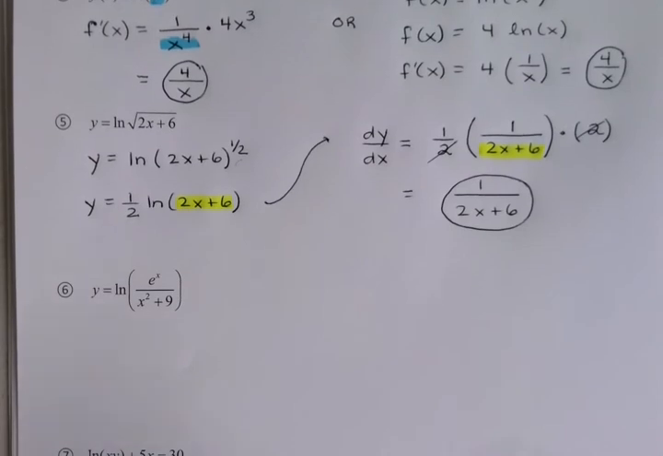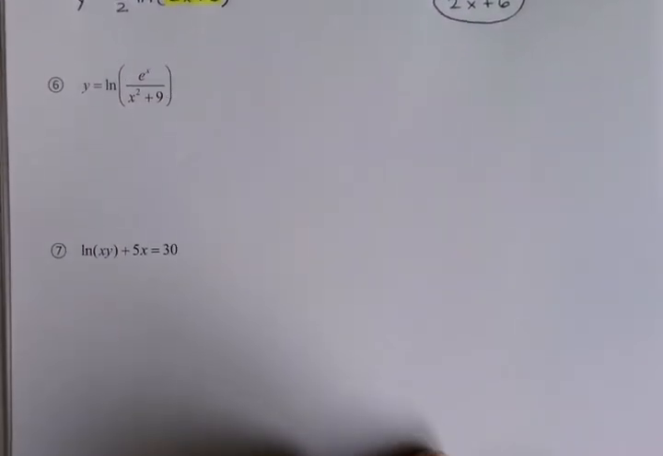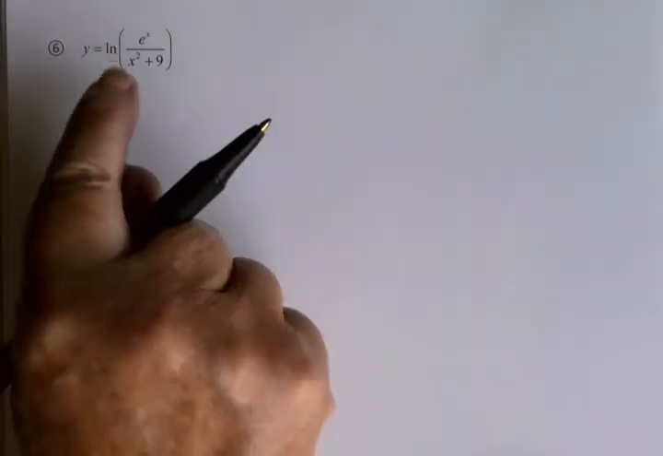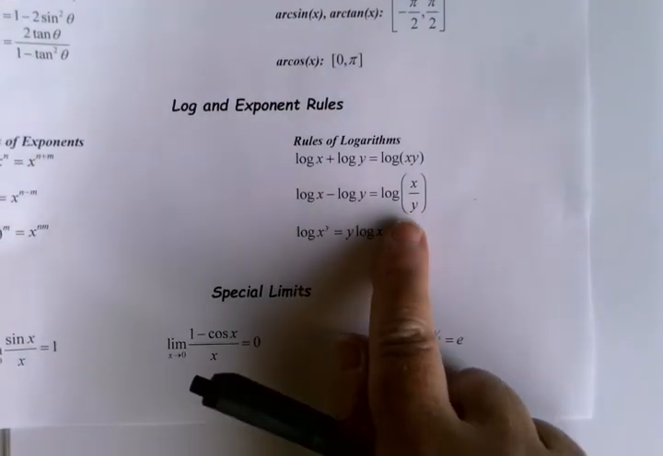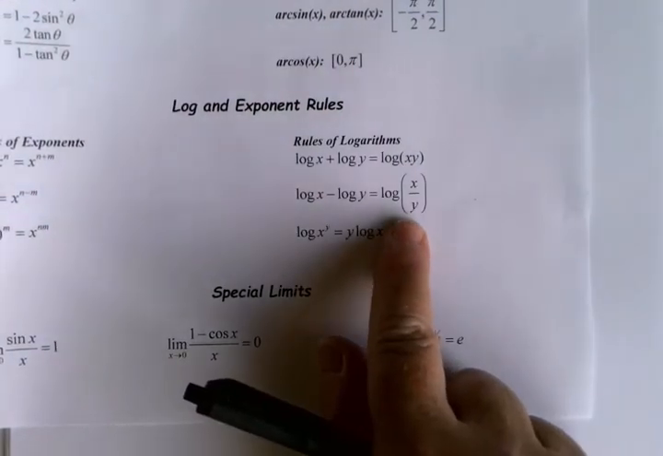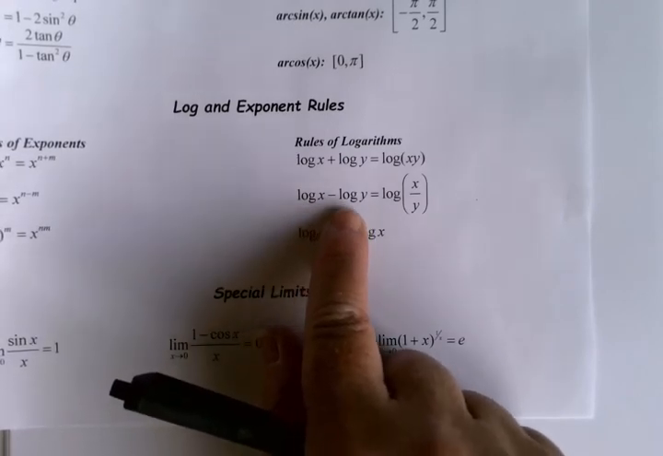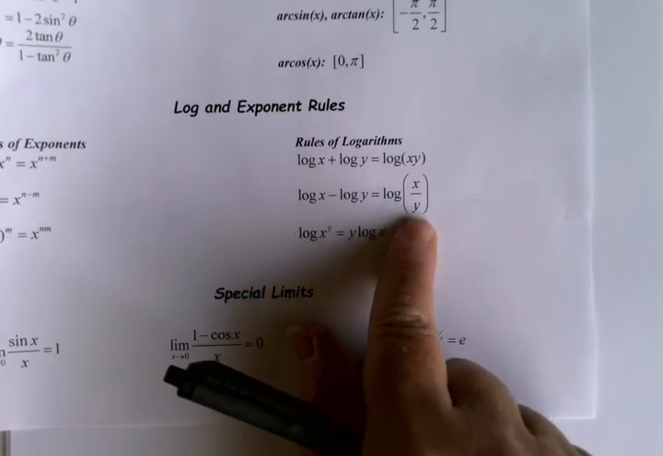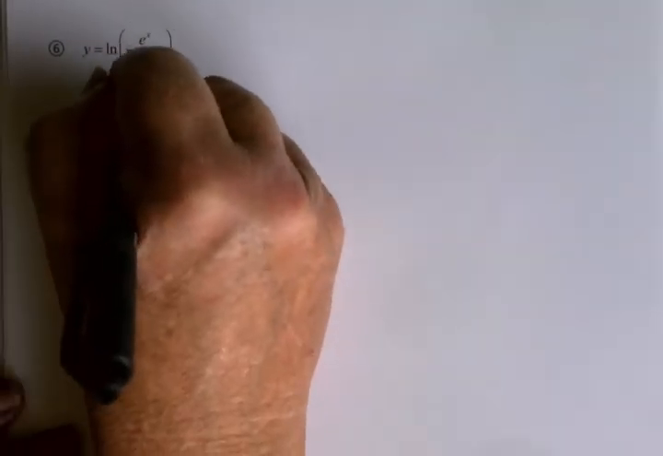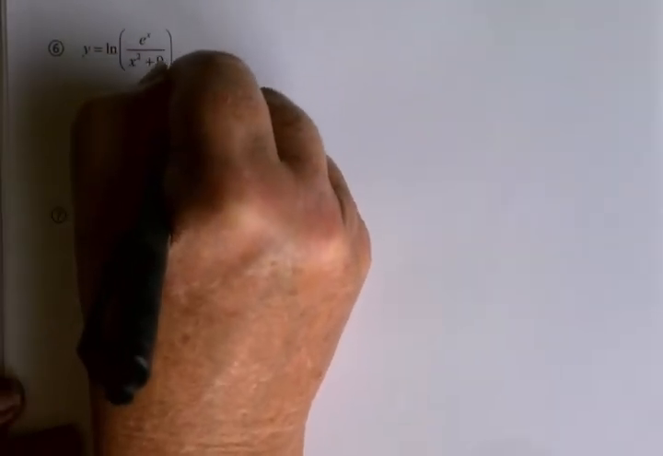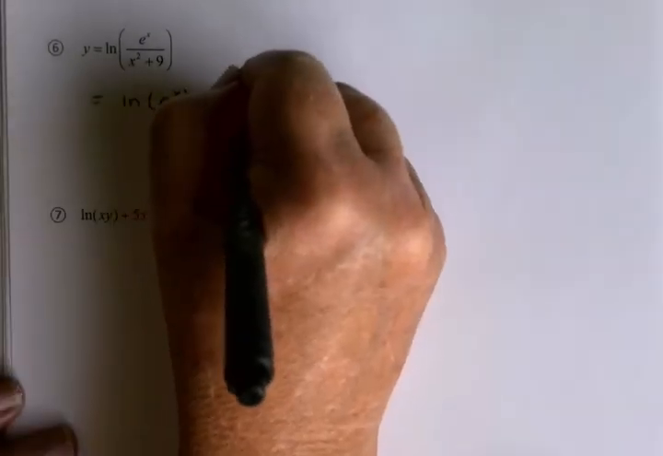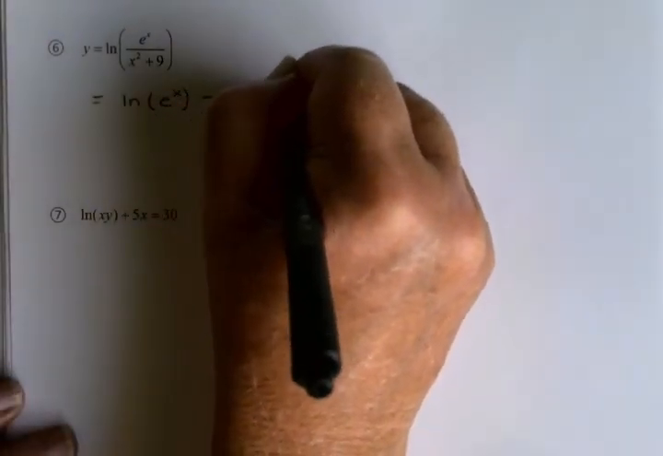All right. In number 6, we have another example where using the properties of logs first is going to be really helpful. I've clearly got a quotient here, but one of my rules of logarithms is that the log of x divided by y is the log of x minus the log of y. Much easier to take the derivative of subtraction problems than division, right? So let's use that log rule. I'm going to rewrite this as the natural log of the top, e to the x, minus the natural log of the bottom, x squared plus 9.